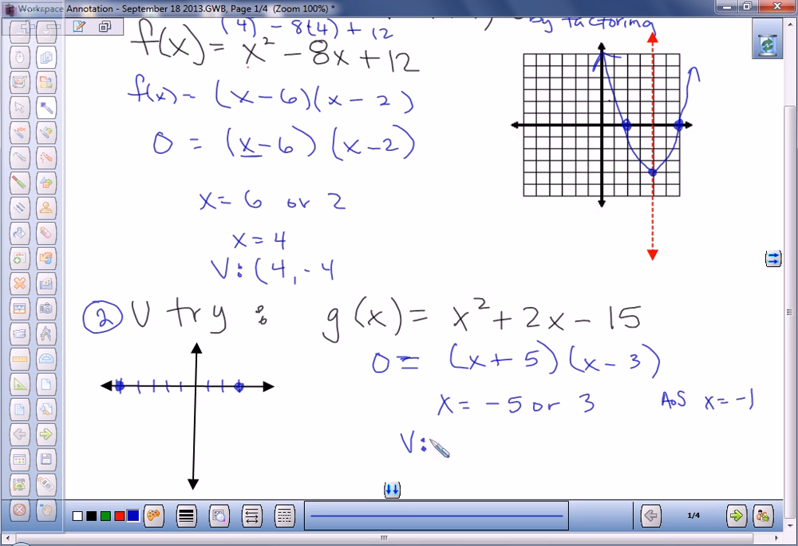How did you get your... The axis of symmetry is 1. Oh, negative 6. Oh, yeah. You're right. I see.